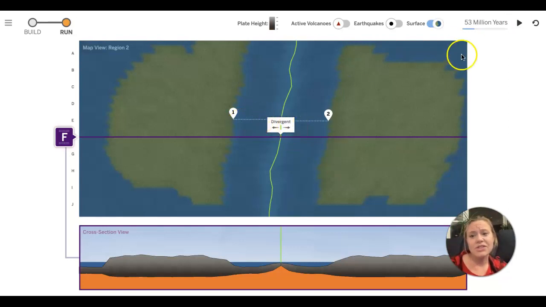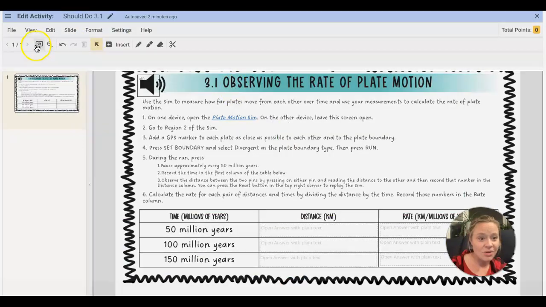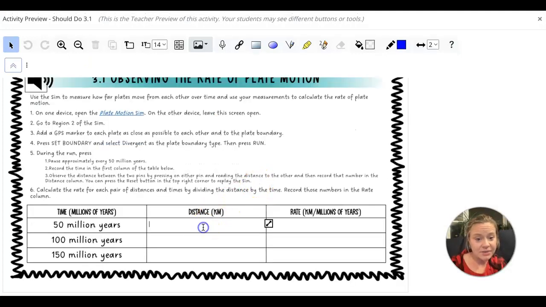So we know that we have a divergent boundary. We're stopped at 53 million years, and we can see that over 53 million years, this is how far apart these two pieces of land have moved. So we can look and see that the distance from the plate boundary line to the edge of the continent is 602 kilometers for this GPS. And on the right side, we should see it's also 602 kilometers. So we're just going to write down that one number, 602 kilometers, on our page. So our distance here is going to be 602.